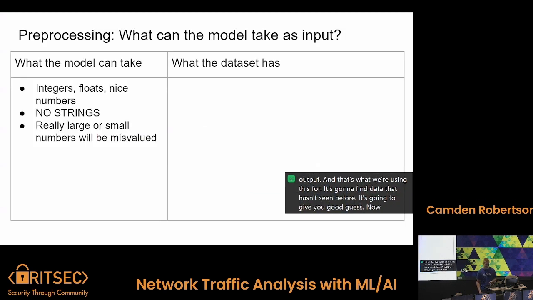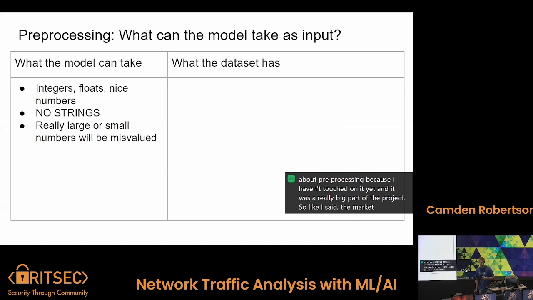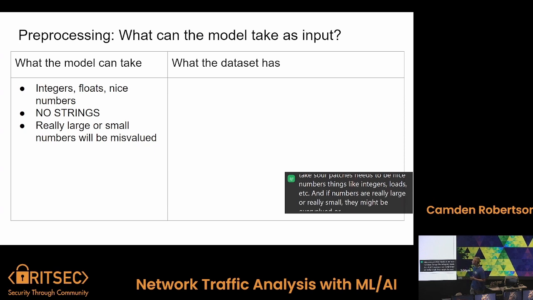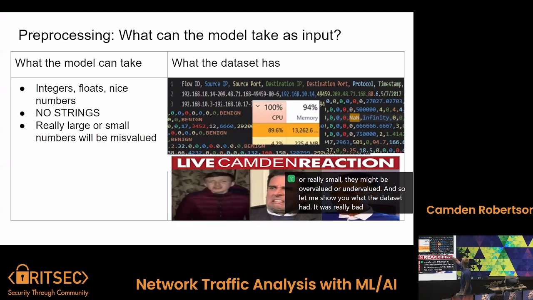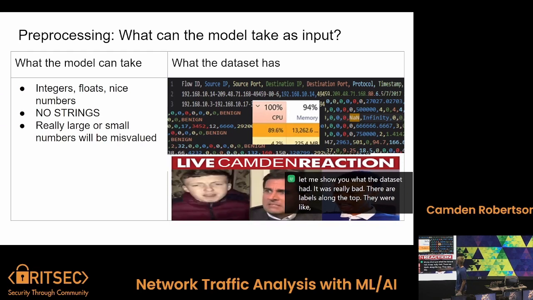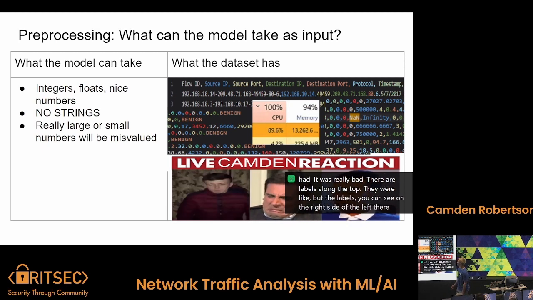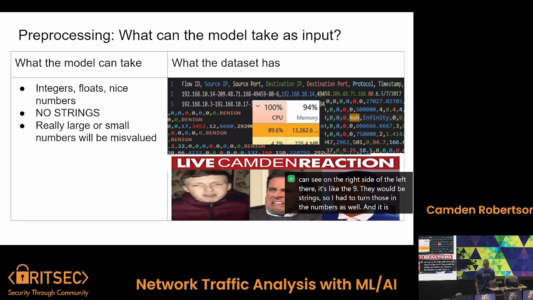Now, let's talk a little more about preprocessing, because I haven't touched on it yet, and it was a really big part of the project. Like I said, the model cannot take strings, cannot take Sour Patch Kids. It needs to be nice numbers, things like integers, floats, etc. And if numbers are really large or really small, they might be overvalued or undervalued. Let me show you what the data set had. It was really bad. There were labels along the top, infinity values, and not-a-number values. Things like the labels, you can see them on the right side there, would be strings, so I had to turn those into numbers as well. It's a pain, but it was a big part of it.